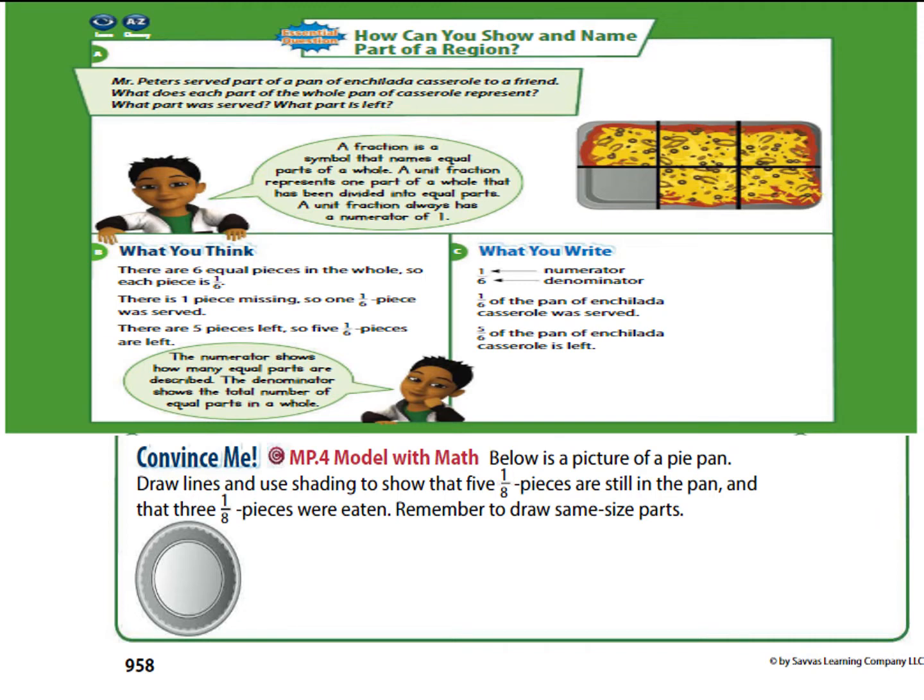Now you want to find the total number of parts. Where can you find it? Put your eyes on the denominator and you will find that we have 8. So we have 8 parts. It also says 5 pieces of 1 over 8 are still in the pan. So we have to shade 5 parts because they are still in the pan. Now 3 pieces were eaten, so leave 3 pieces.